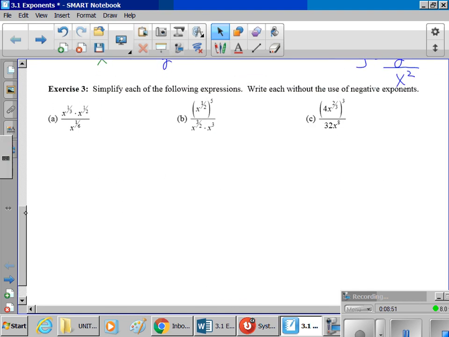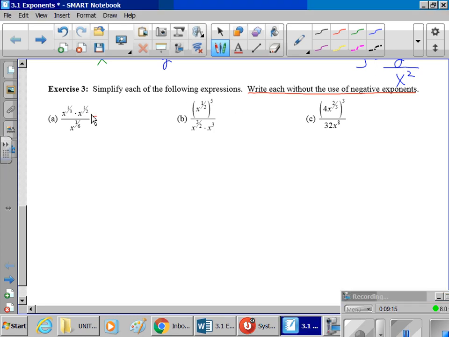All right, exercise 3 says simplify each of the following expressions, write each without the use of negative exponents. So same law applies here. Don't flip out because of the fractions. We're going to basically do the same thing. We're going to do x to the 1/3 times x to the 1/2. Don't flip out. You have a calculator.